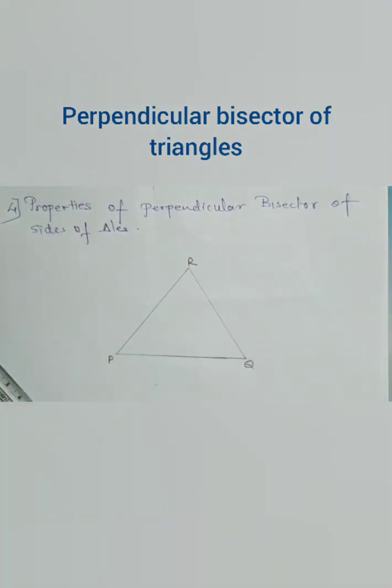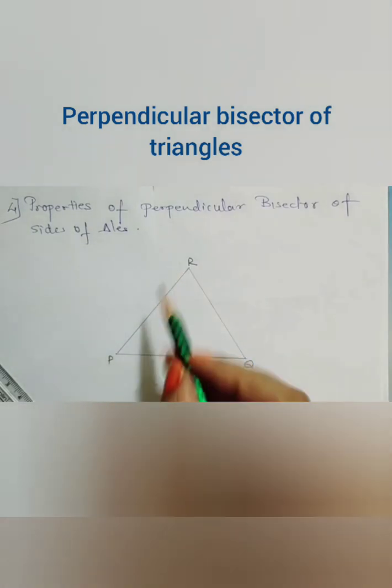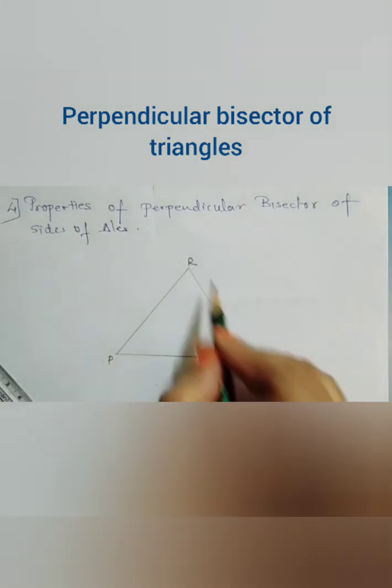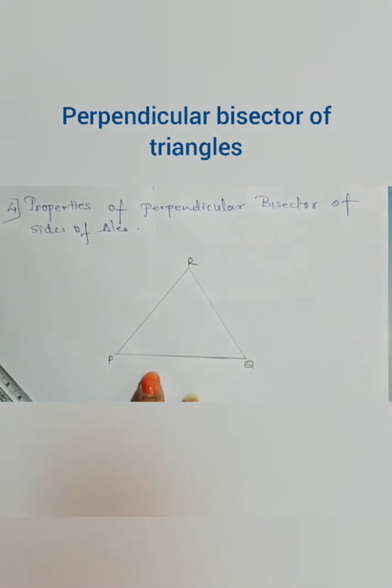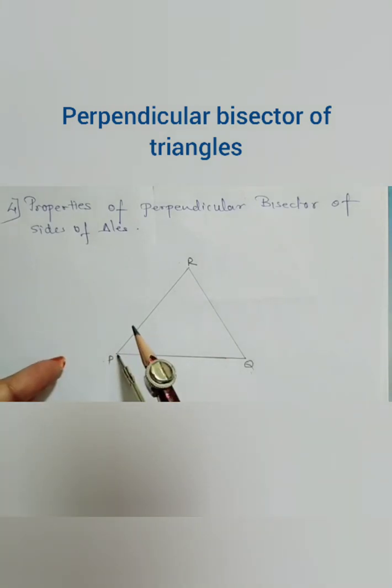So we are having 3 sides, that is PQ, QR and PR. These are 3 sides of the triangle. Now we are going to bisect it. Now we are having PQ. So I am taking the first side, that is PQ. With the help of P and Q, I am going to bisect.